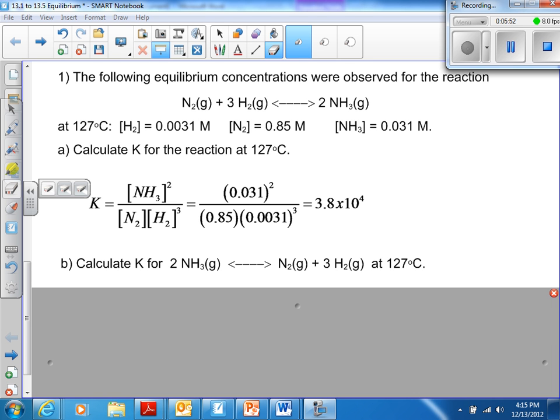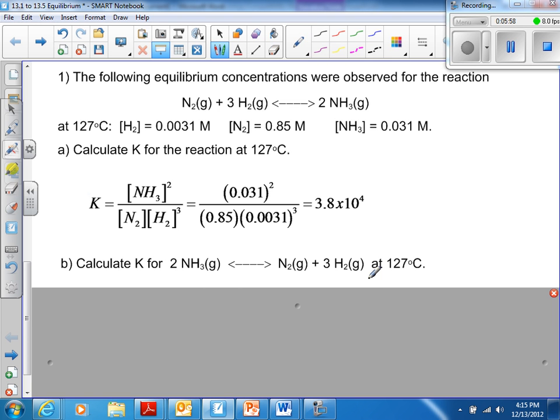Oh, notice I reversed the reaction here. That's important. Wait a second. Here we go. The reaction looks different. So we know the equilibrium concentrations, but we have a new K because we have the reaction written differently compared to the first reaction.